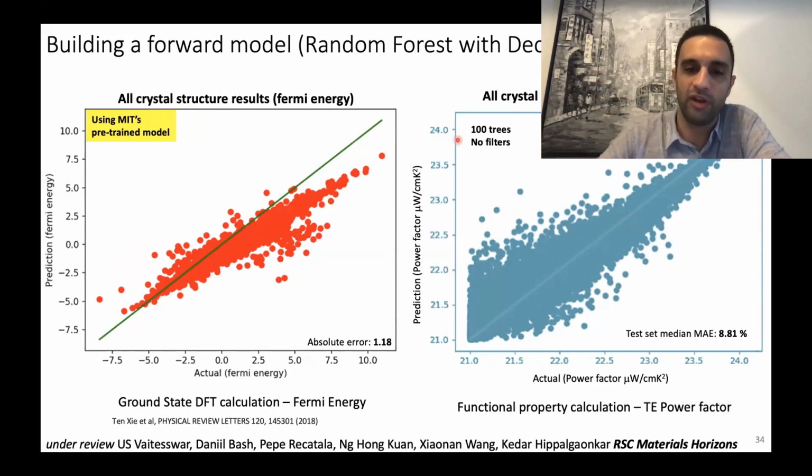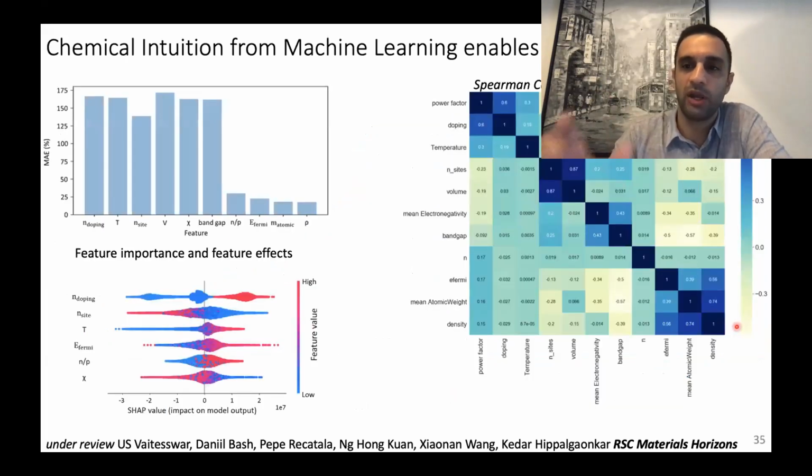So this graph here shows you the correlation between the predicted power factor from our forward learning model and the actual power factor as calculated by DFT plus Boltzmann transport equations. The error here is about 8%, which, as an experimentalist, for example, you'd be very happy with. The next step is to actually look at what features determine this forward correlation.